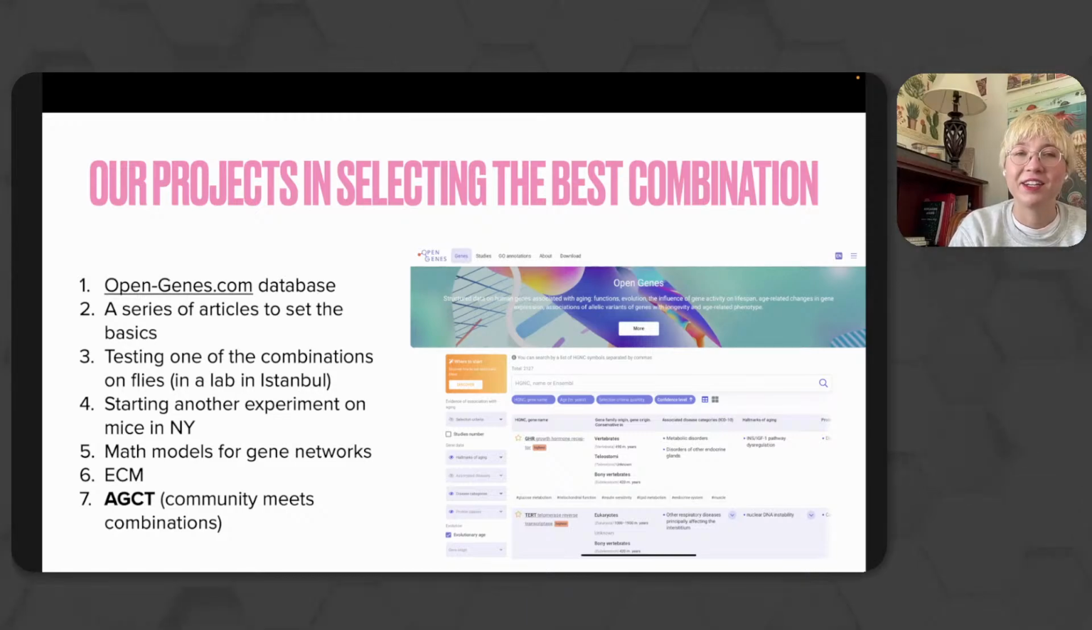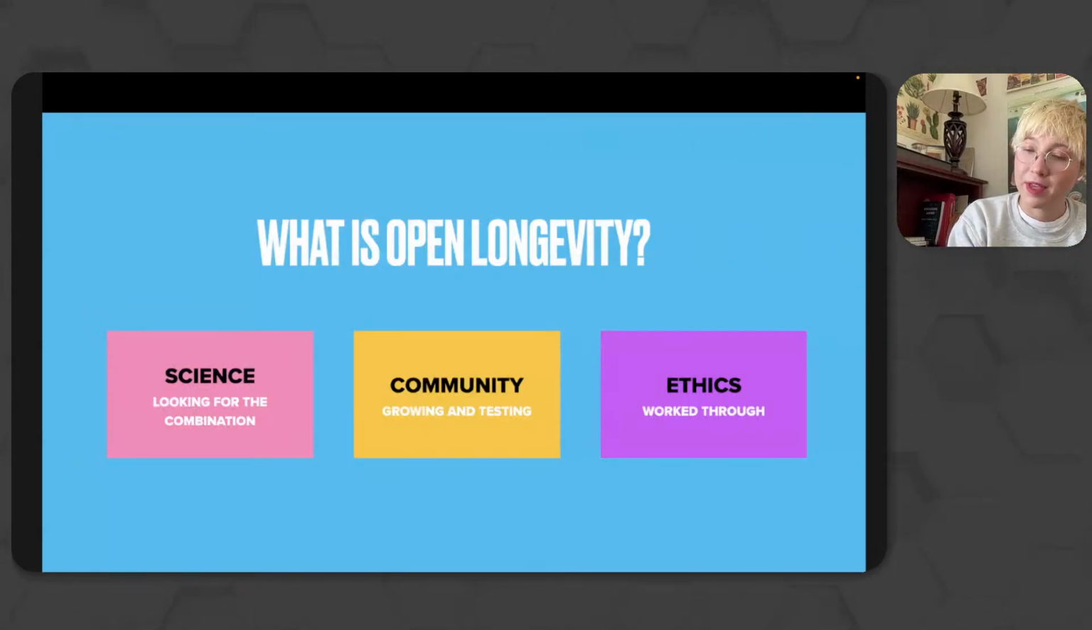It's actually where our scientific combinational projects meet the community which we are focused on, because AGCT is a major thing. It's a forum. It's a number of chats where people are actually talking. Our volunteers are talking and creating these best combinations. So next, ethics?